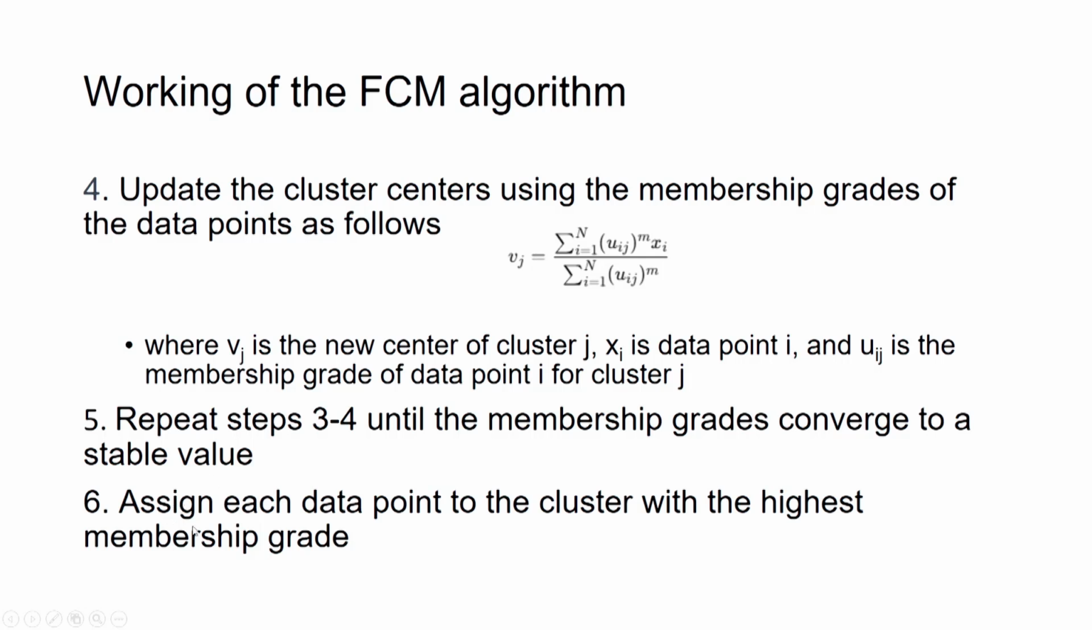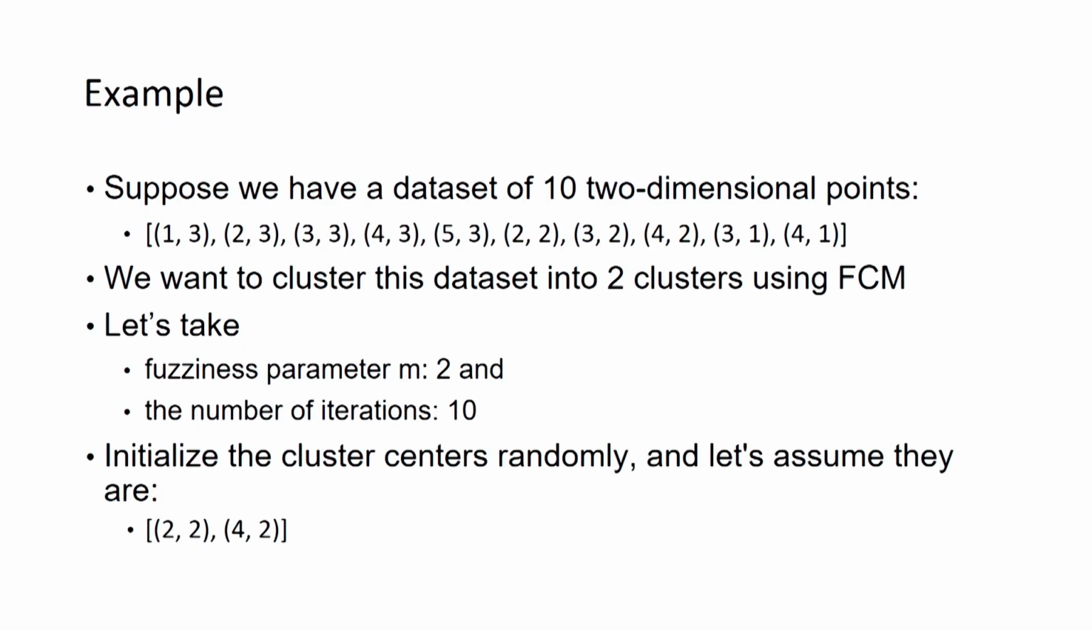After this, when we stop the process, then with whatever membership values we have at that step, how do we finally form the clusters? We assign each data point to the cluster with the highest membership grade. So, after this step you will finally get hard clusters, meaning you assign a point to the cluster for which its membership value was the maximum. So, in this way the fuzzy C-means algorithm works, and let us see one example.